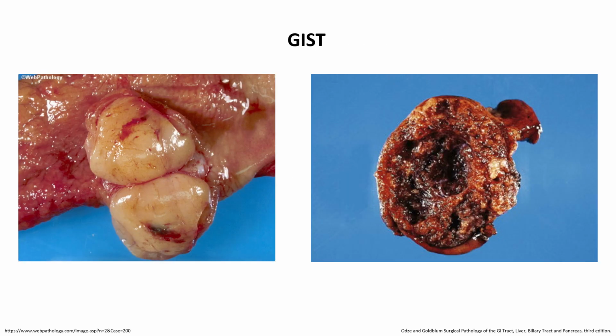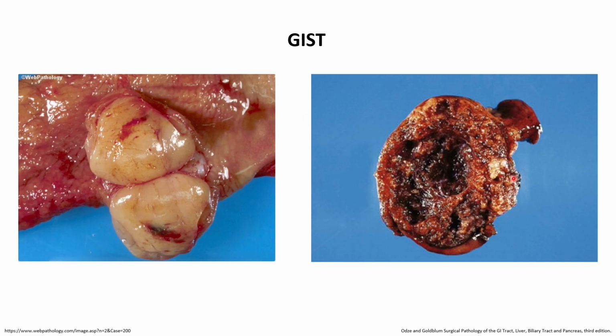GISTs can be either submucosal or intramural masses, so they arise beneath the mucosa, unlike carcinomas which arise from the overlying epithelium. So carcinomas start in the mucosa and then extend deeply. In GISTs, they arise beneath the mucosa, so they can be submucosal or intramural tumors. Here in the picture on the left, we can see the overlying mucosa that is intact, and beneath it we have the tumor, which is well circumscribed and small.